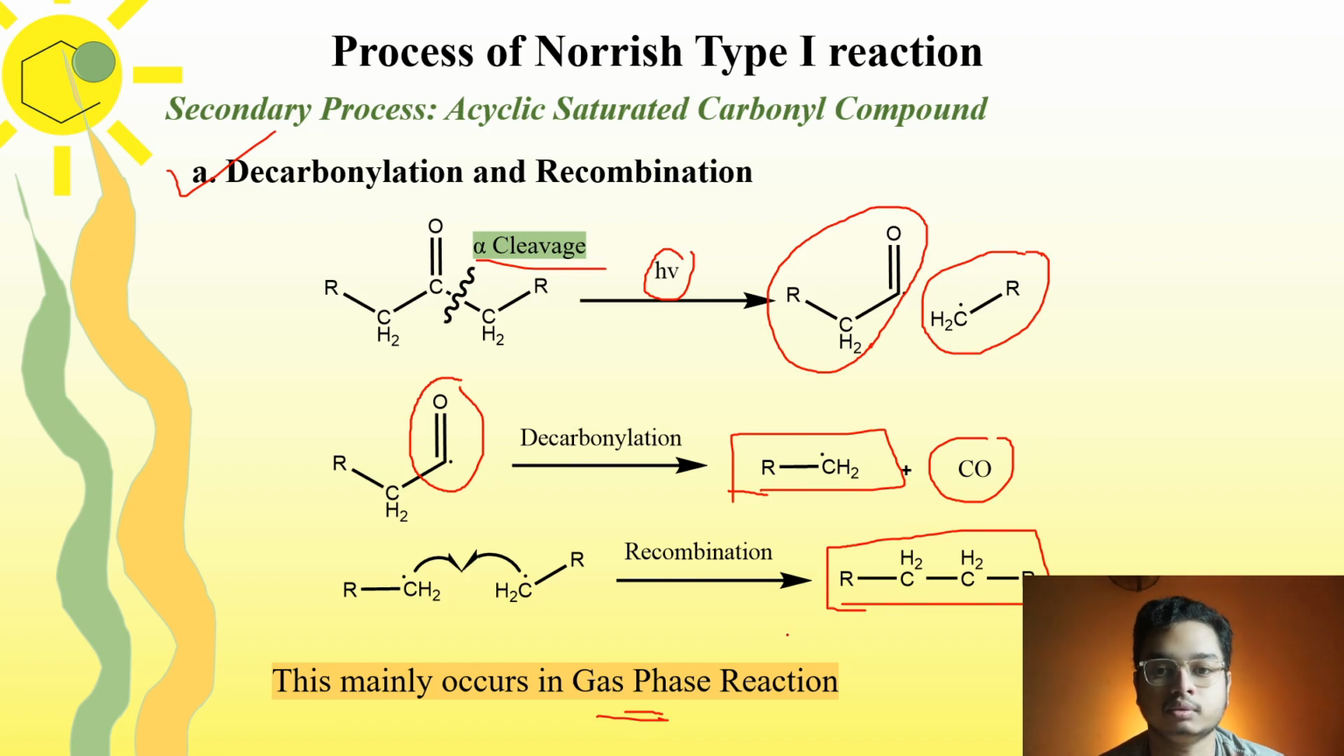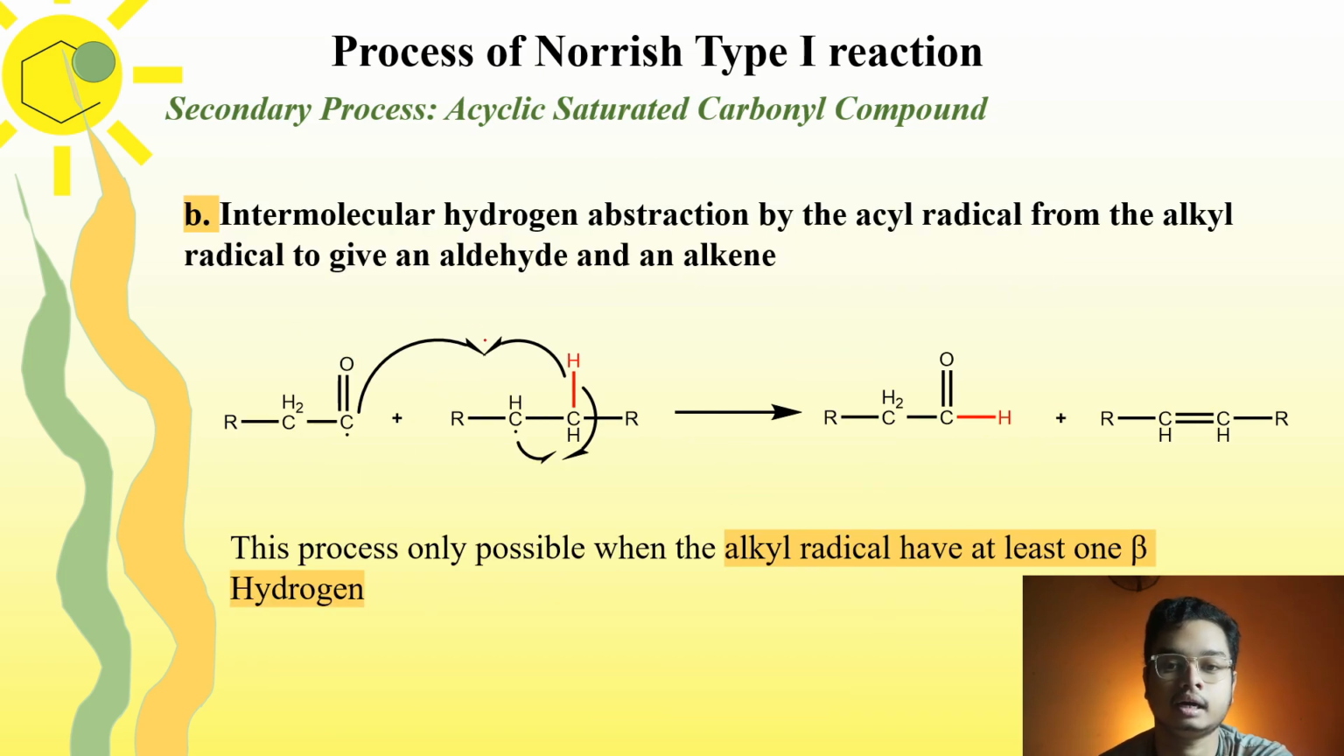And this particular pathway is followed in the gas phase. When the reaction happens in the gas phase, this pathway is followed, and so we got this particular compound and carbon monoxide. So first the decarbonylation takes place, and then the recombination of the leftover radicals takes place. So this is the one process. Now, if your reaction happens in the solution phase, then this particular process is not that much favored.